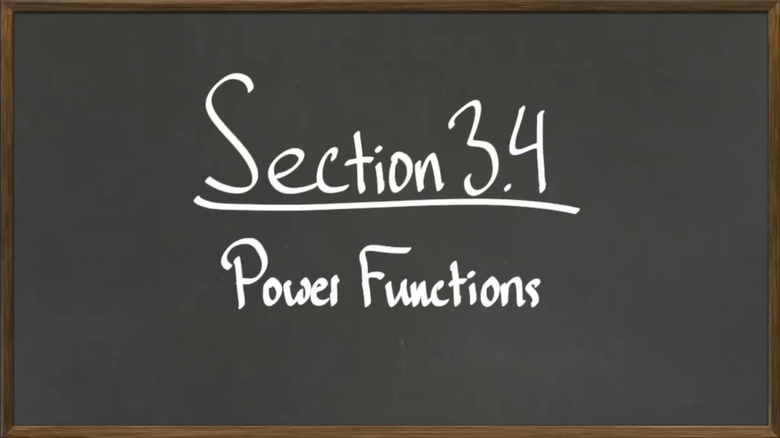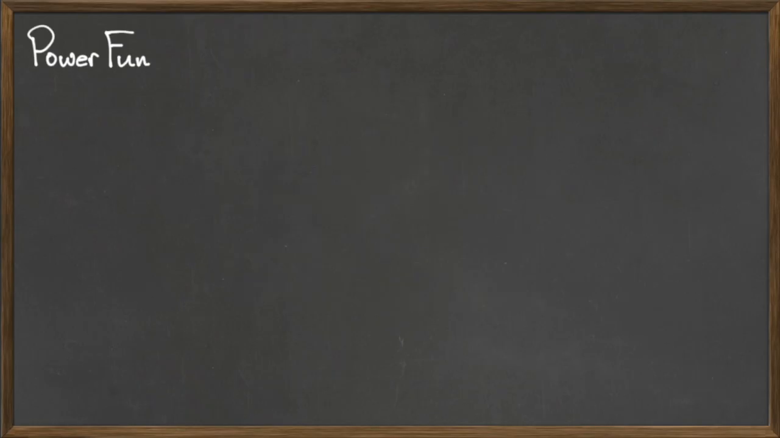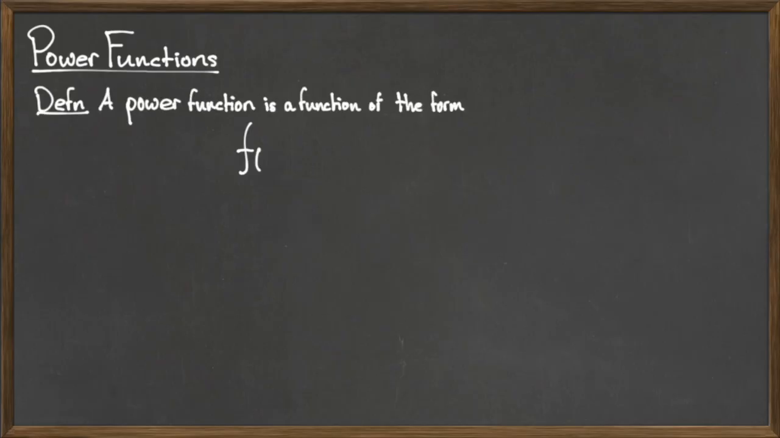Section 3.4 is about common functions, and we're going to talk about power functions and give an idea of how to graph them, spot them, and just to understand their general shape. Let's start with the definition. A power function is a function of the form f of x equals a times x to the n, where the constant a and the exponent n are any real number.